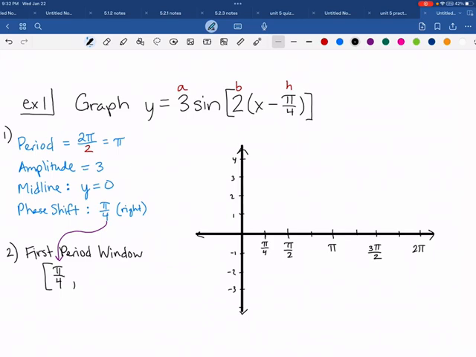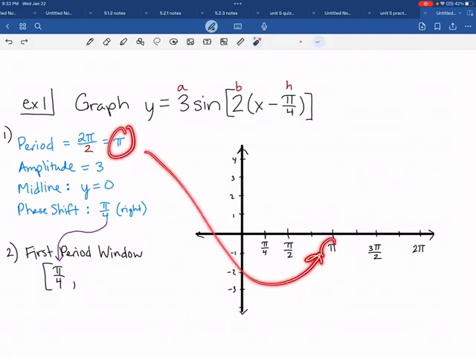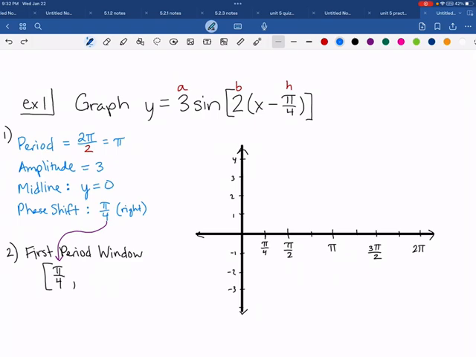And then I want to know where that first period is going to end. The reason I'm doing it this way is because if we shift over, you don't get to just find that value pi on the x-axis and say, okay, that's the end of my period. Because if I've shifted, then that pi isn't where the period ends. That pi represents how long the period is. So I need to go pi units from pi over 4. I always want you to jot down where that period will end.